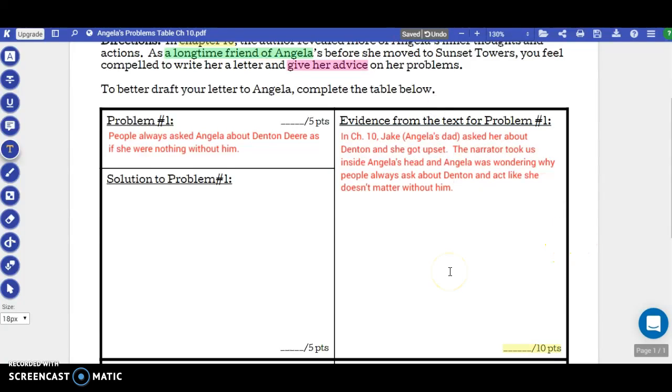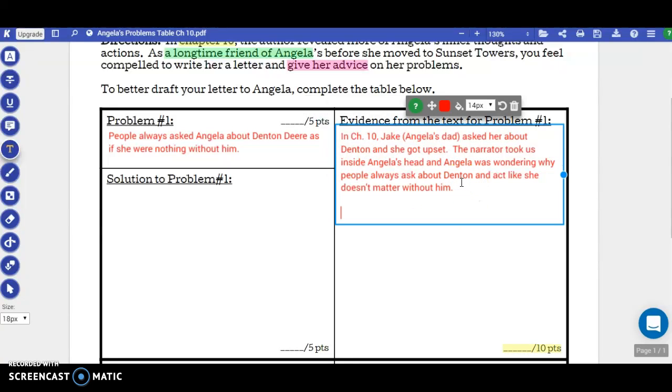All right, so I have my problem and I have a piece of evidence. Notice this is 10 points, so one piece of evidence is definitely not going to cut it. I need at least 2 instances in the text that show that the problem exists. So either you'd need to keep reading in chapter 10 to find another example of a time when people act like Angela's nothing without Denton, or you need to go back further to anywhere in chapters 1 through 9 to get more evidence.